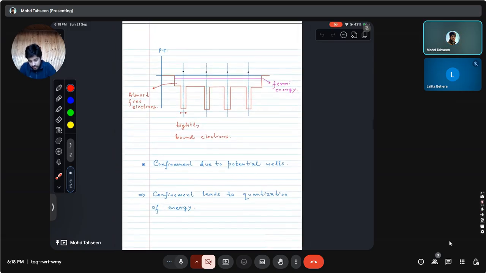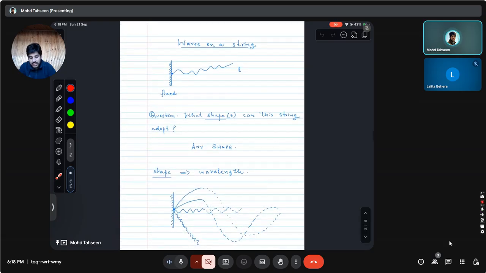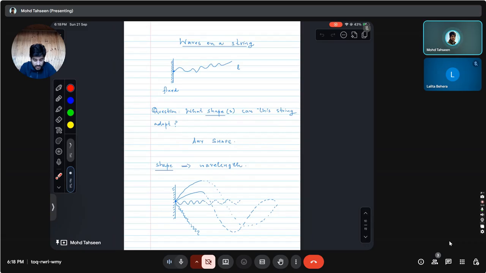Now we see that there is confinement happening here at two levels, two different length scales. Then we made a couple of remarks which come from a very quantum mechanical perspective, which is that confinement leads to quantization of energy, okay? And what it means is, we took the example of a string to explain this. If we have a free string, it can take any number of undulations on any length scale, right? Because its one end is free.